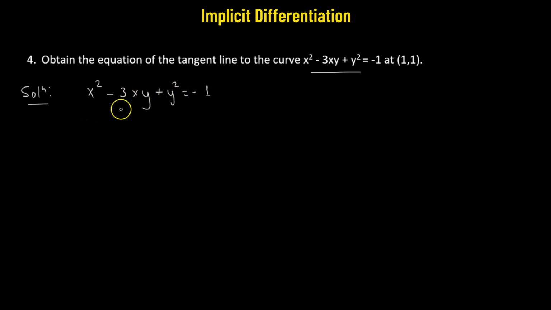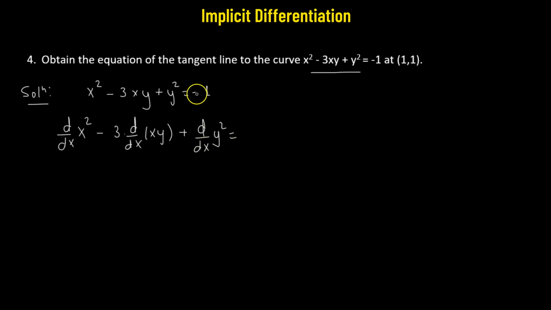Let's take the derivative on both sides. So we have differentiation with respect to x of x squared minus 3 times differentiation with respect to x of xy plus differentiation with respect to x of y squared. So this equals the derivative of negative 1 with respect to x, so that is 0.